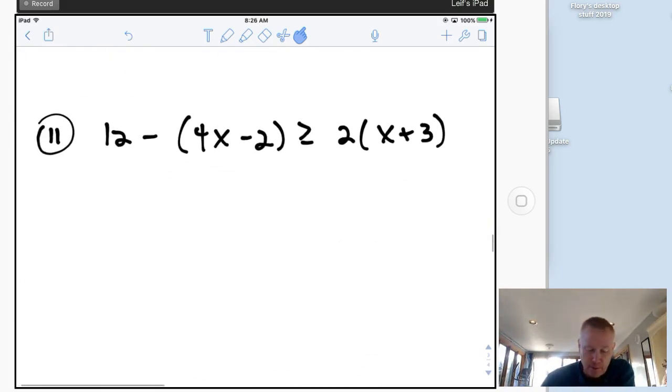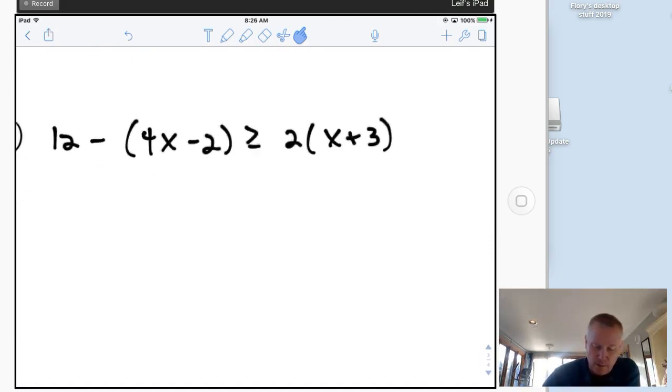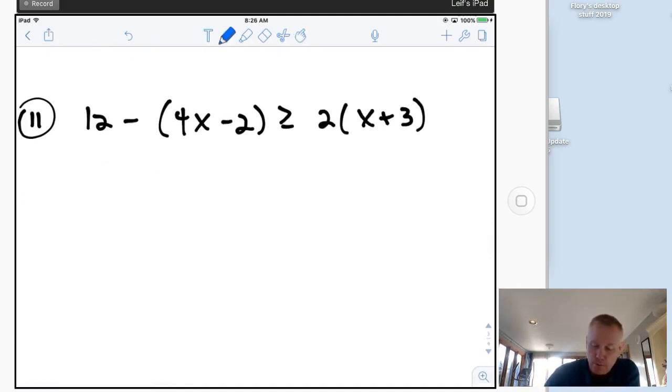All right, this one. I saved this one. I think this is my last one. Yes, it is. This one's got a trick to it. There's this subtraction sign in front of the parentheses, which means you're really doing distributive property with that negative sign, okay? The other way you could think of it is that there's an implied 1 there. So if I took negative 1 and multiplied it times the 4x minus 2, you can do it that way too. I kind of like this way with the negative 1.